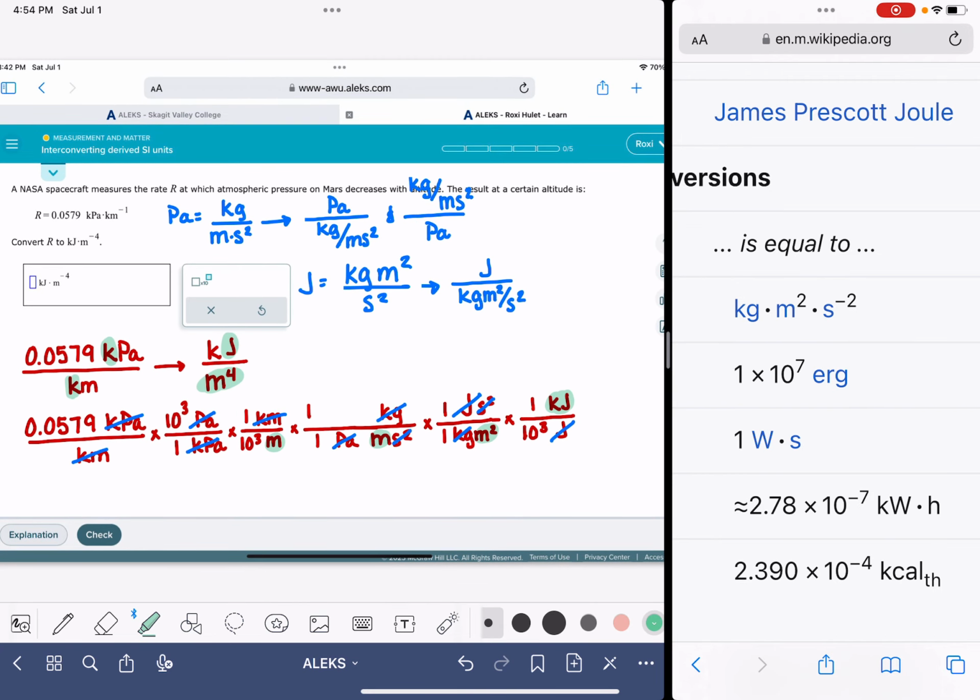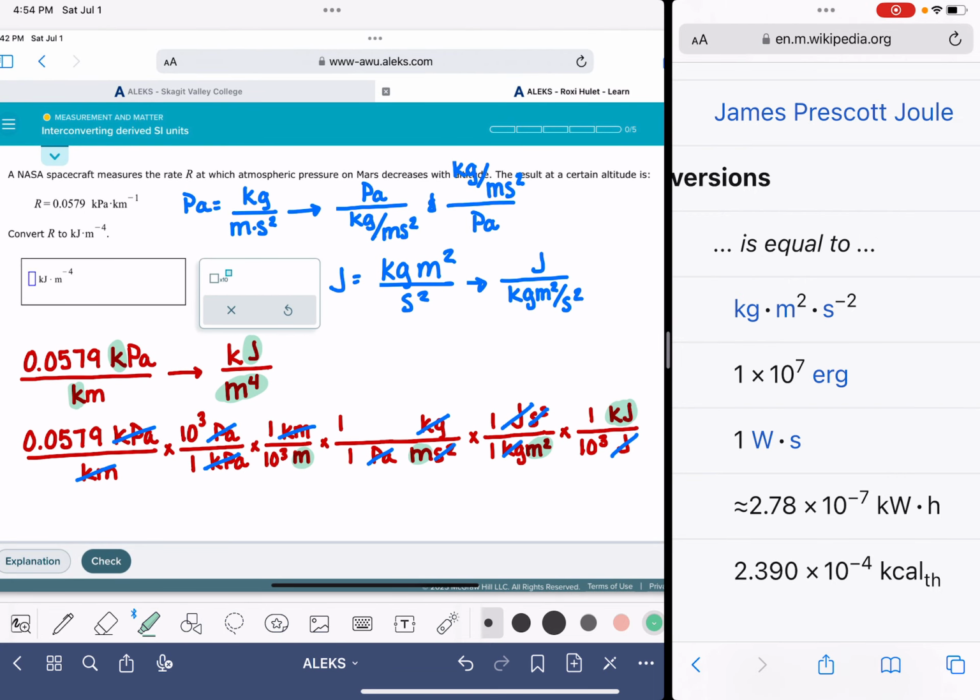Whew. The last thing that we need to do is actually carry out the math, all of the math on this. Numerically, let's take a look at what's happening mathematically. We have this 0.0579. We're going to multiply it by 10 to the third and then divide it by 10 to the third. So let's just not even do that at all. So we have 0.0579 divided by 10 to the third. 0.0579 times 10 to the negative 3.